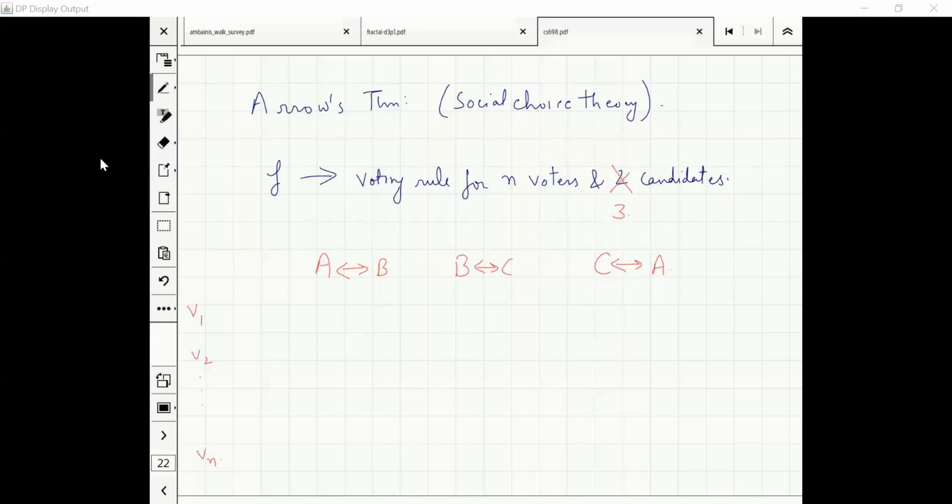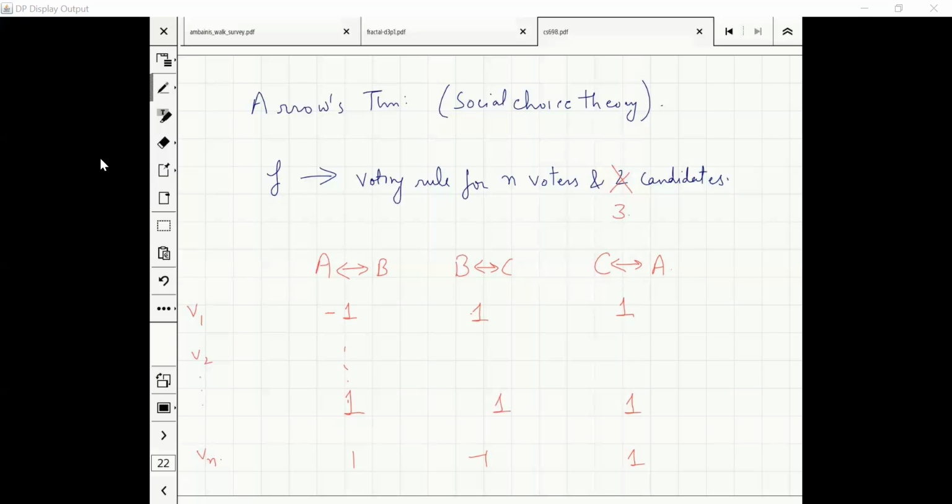Now, voter 1 will give the preference. He prefers A over B. He prefers C over B. And he prefers A over C. Okay, so you can fill out this matrix: 1, -1, 1. Let's say 1, 1, 1.